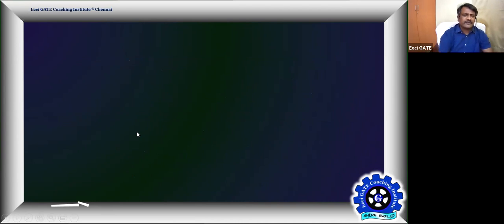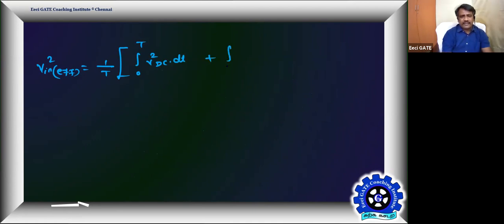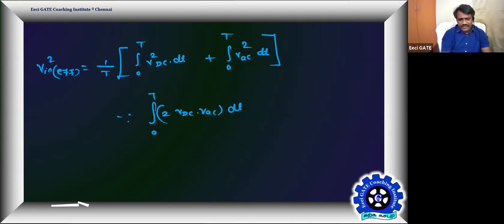Let me take it to the next page. So then V in square effective or V in square RMS will be equal to 1 by T, then integral 0 to T V square DC into dt plus integral 0 to T V AC square into dt. This alone will stay. The reason is that the integral 0 to T of 2 times VDC into VAC is going to vanish. This integration will vanish.